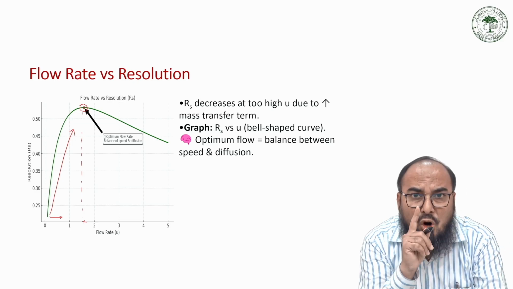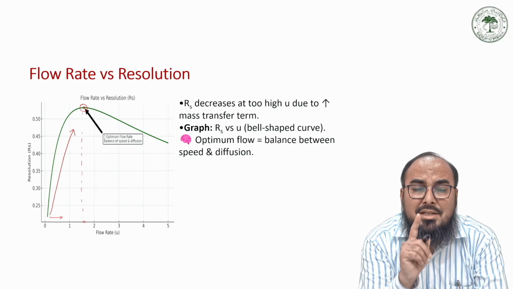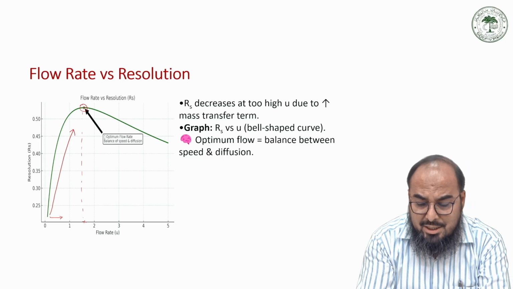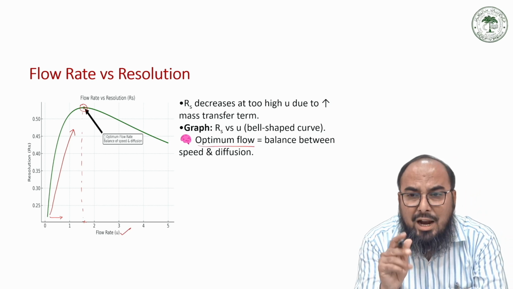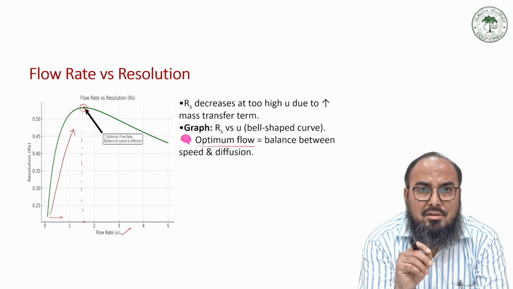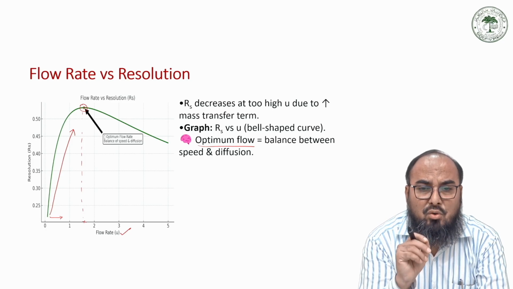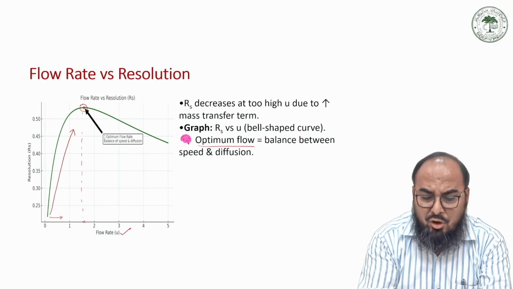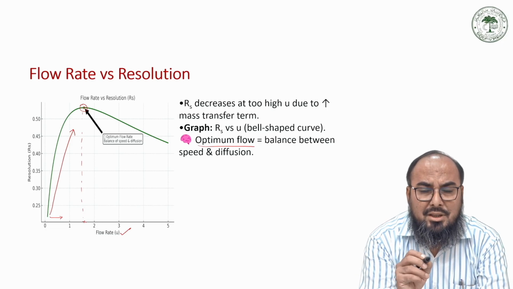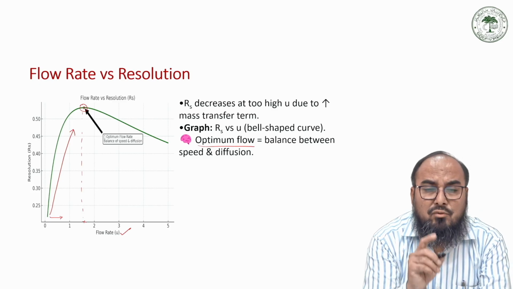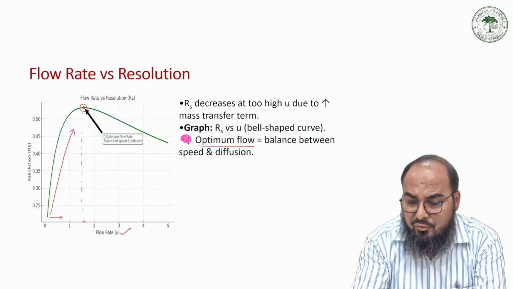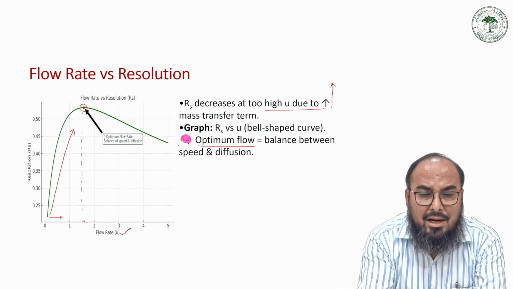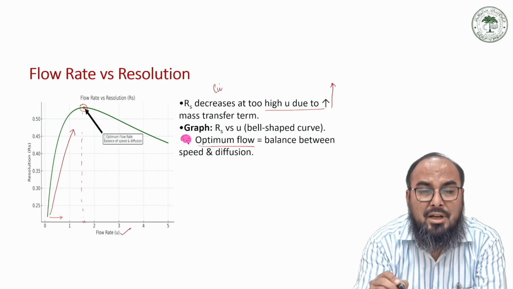So there is actually an optimum point at which you have the best resolution, and that optimum point determines what is called the optimum flow. So you have to have a balance between the speed of your mobile phase flow, which relates to the diffusion. If you want to increase the resolution, you have to have optimum speed. But one thing you should note at this point is that if you increase your mobile phase velocity very much, then RS is going to decrease, because now the CU term becomes dominant.